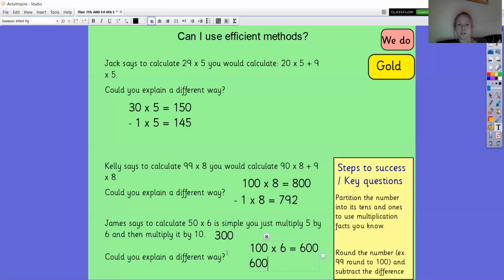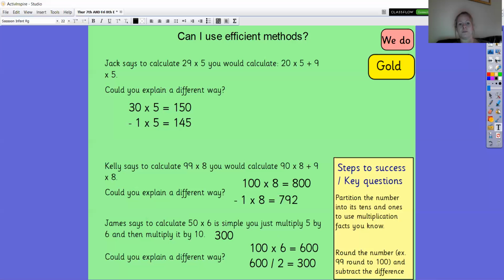Now for this one, it's simple, you just multiply, isn't it? So we can do 5 times 6, and the answer will be 300. But there are other ways that you could do it. You could work out 50 times 6 a different way.